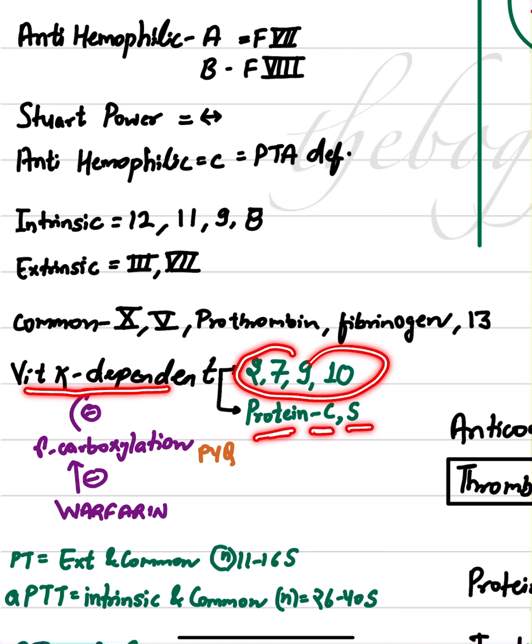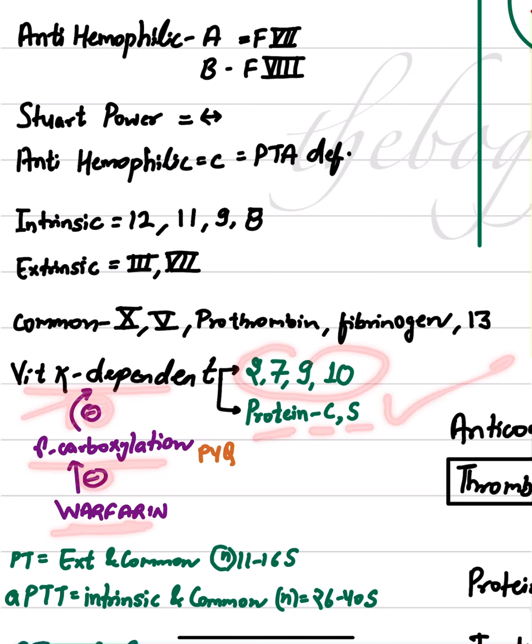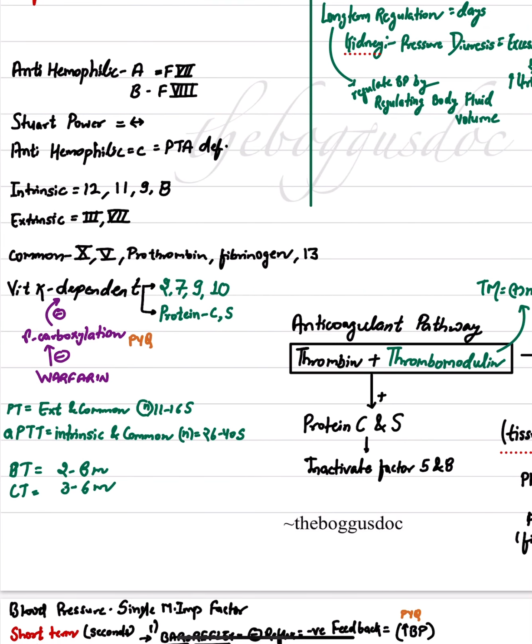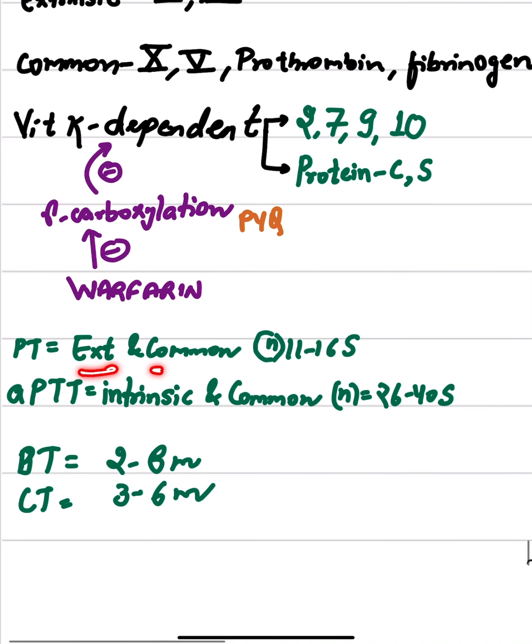Vitamin K dependent factors are 2, 7, 9, 10, and protein C and protein S also. Warfarin inhibits gamma carboxylation, which inhibits the vitamin K dependent factors 2, 7, 9, 10. Okay, PYQ: how does warfarin act? By stopping gamma carboxylation of vitamin K dependent factors 2, 7, 9, 10.